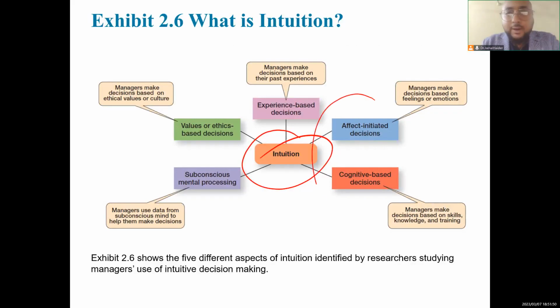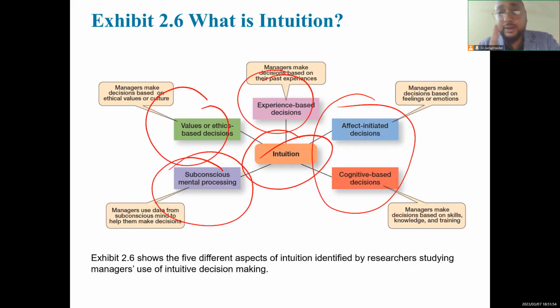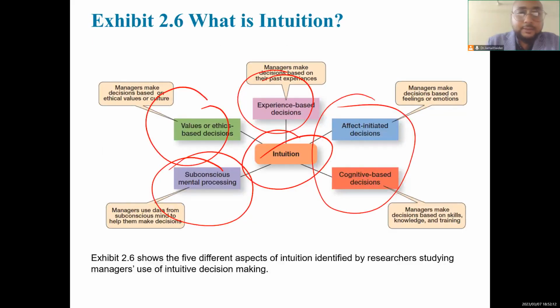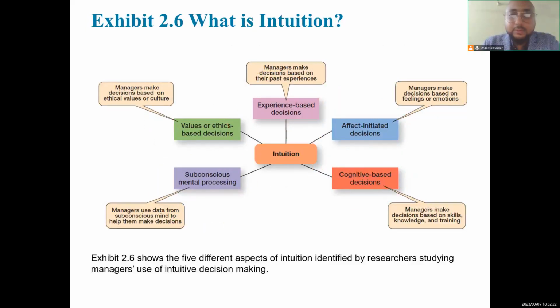So there are 5 kinds of intuitive decisions. Decisions are coming from experience, emotions, and judgment. So we categorize all these intuitive decision making into 5 categories. Number 1, experience based. Then affect initiated based, cognitive based, value based, subconscious mental process based. So experience based, when you have the experience. Affect initiated based, affections coming from emotions. Cognitive, that deals with your skills, your mental ability, your knowledge.